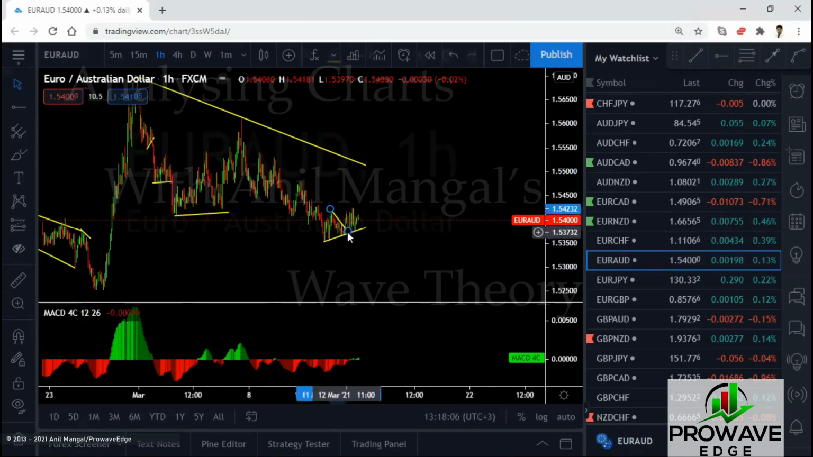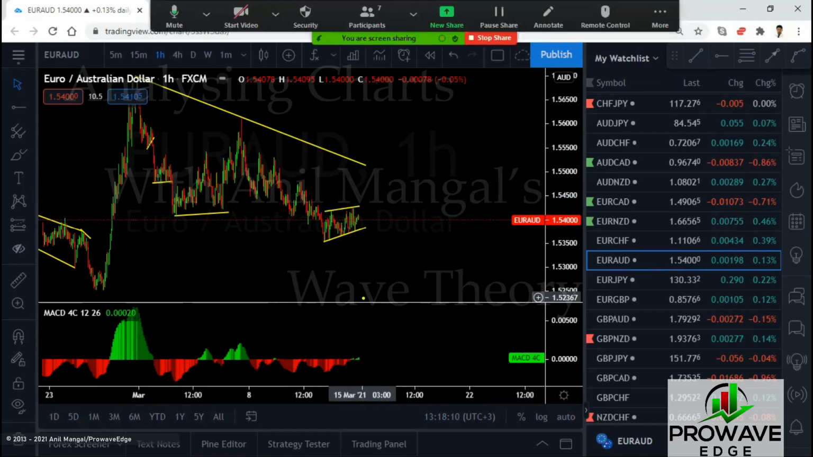Euros, you're getting a sell setup here. I think this is easy to see. We can go with this sell. Once we get a flag here for the sell, we can go with it.